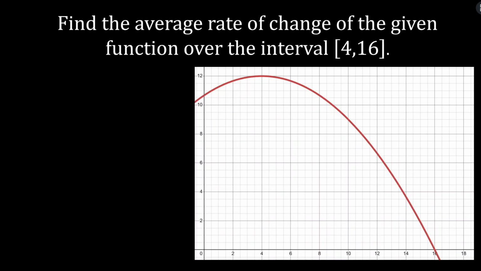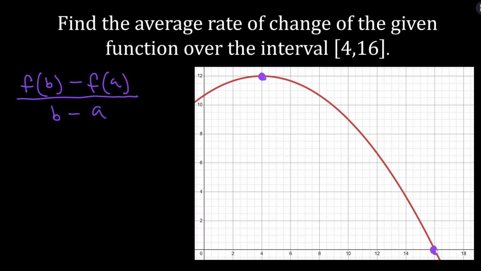Let's jump into one more here. We have another function, this one without any context, and we're trying to find the average rate of change over this interval from 4 to 16. Remember, these are always x values. And so now let's just apply our formula here. So remember, our formula is f of b minus f of a. That's just the difference in the two y values, or the two outputs, divided by b minus a. So let's write it out.